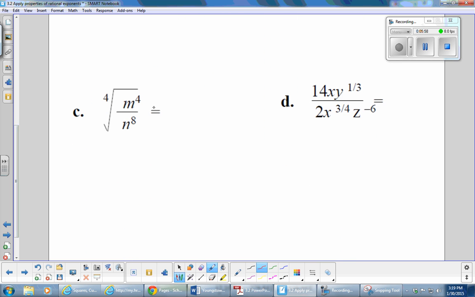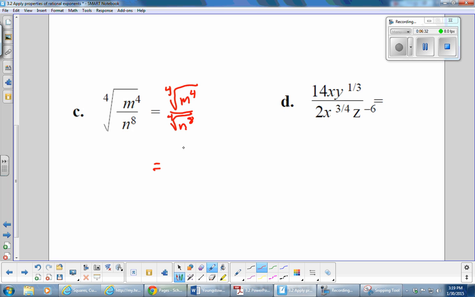Okay? So let's bump to this one. Now, if I'm looking at this, what can I do to make this maybe a little prettier? Well, the first thing I might think about doing is breaking them apart because I like to handle things in pieces. So I'm going to do this divided by the fourth root of n to the eighth. Okay? So why did I break them apart? Well, I broke them apart because now I can kind of see it a little bit better.